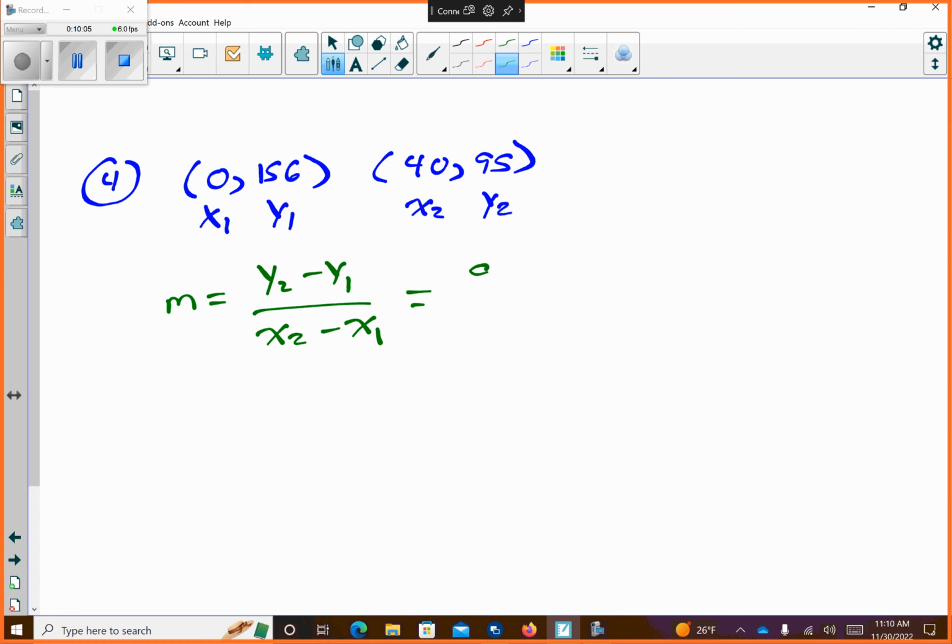So that's going to give me 95 minus 156 over 40 minus 0. I'm going to use a calculator for the top because we can use calculators. So that's negative 61 over 40. And you can't really reduce that. So that's our slope.